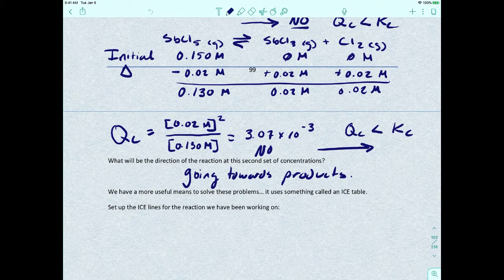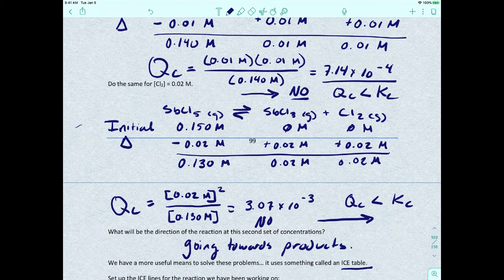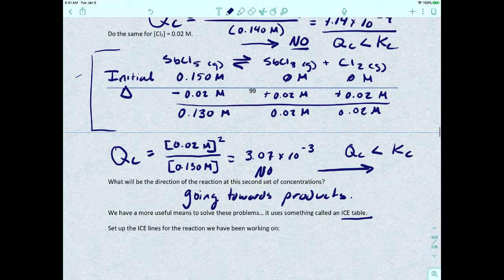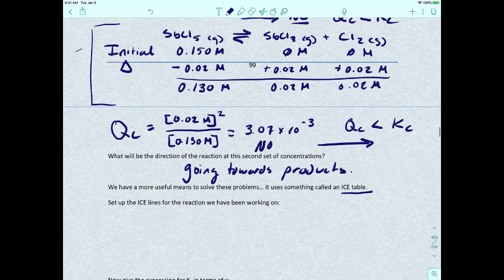In order to solve an equilibrium problem, we're going to have to make something called an ICE table. It's similar to what we were doing previously up here, where you have the reaction and then you have the initial concentration and the change. So that's essentially what we're going to be doing. So let's try this out. We're going to set up an ICE table for the reaction that we've been working on.